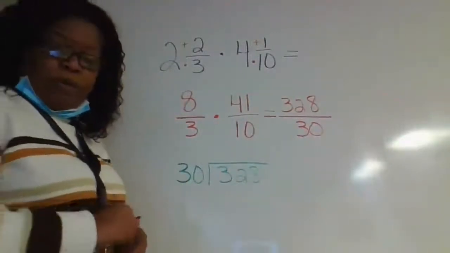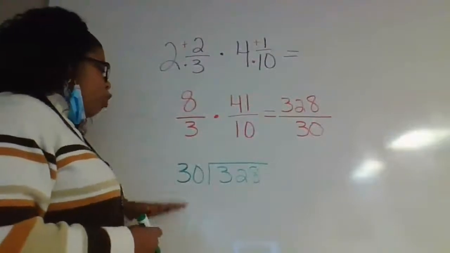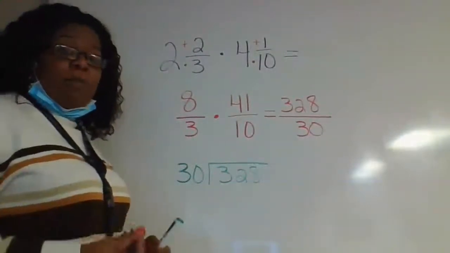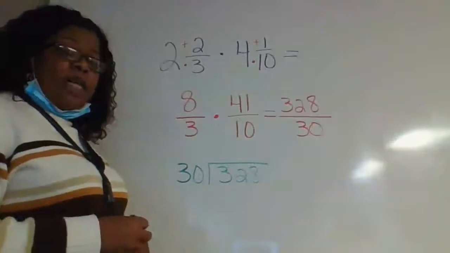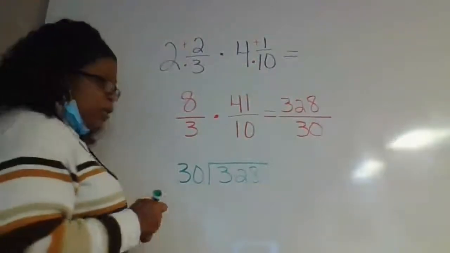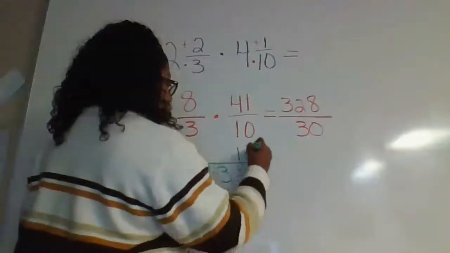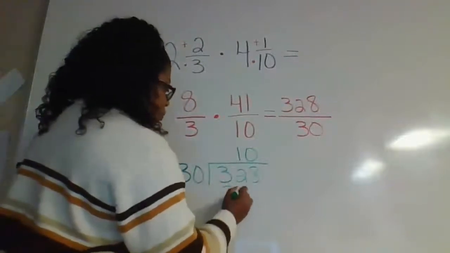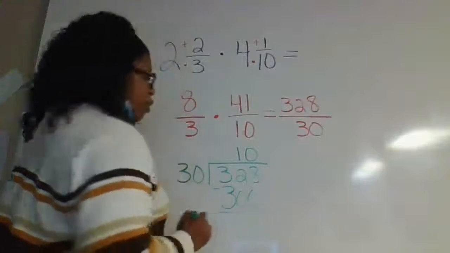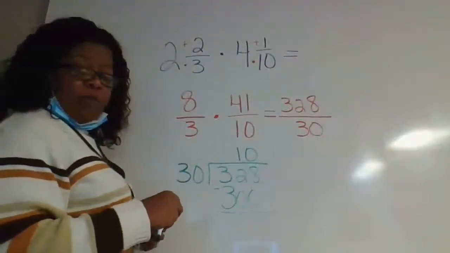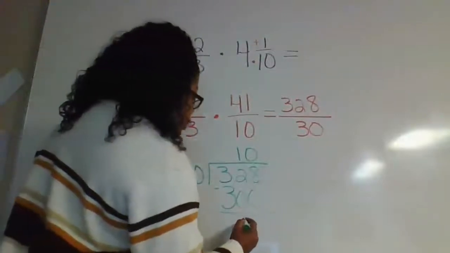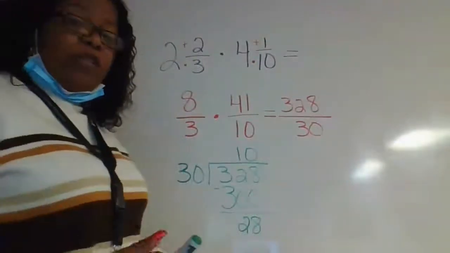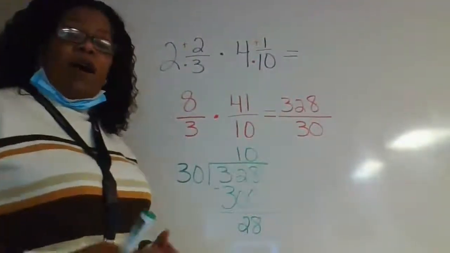And I don't know if you all remember, but we can simply ask ourselves, hey, what number times 30 gives us 328, or a number very close to it? And what that number is in this situation is the number 10. So 30 times 10 will give us 300. Okay? So we are going to subtract 300 from 328, and that will leave us with 28.